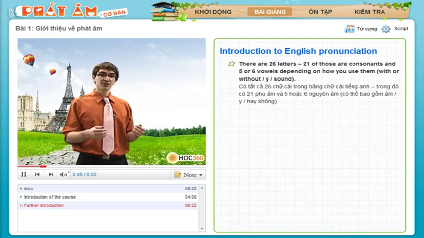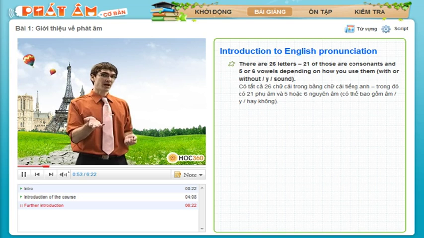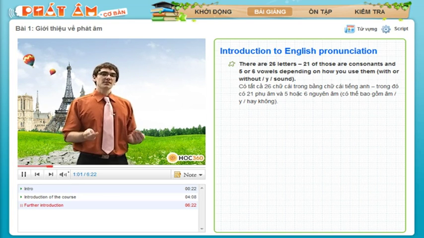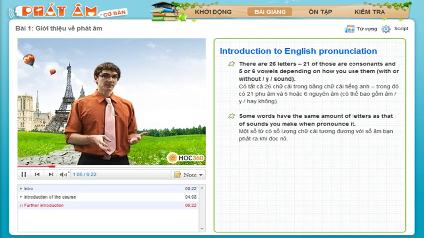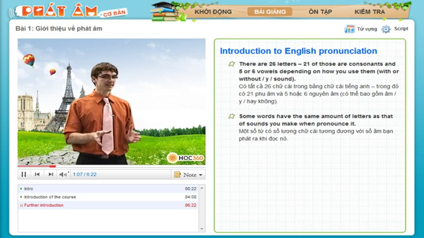So in a word like shy, cry, or try, a Y is added at the end, but instead of being the Y consonant, this time it is an I sound for the vowel I. Some words have the same amount of letters as they do sounds. When I say sounds, I don't mean syllables. I don't mean how many beats per word. I mean how many sounds you make.